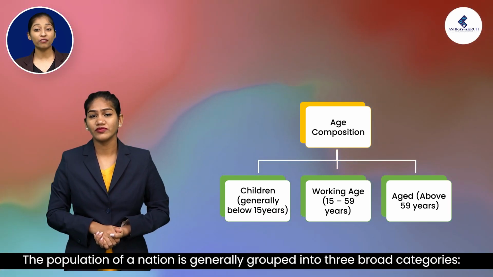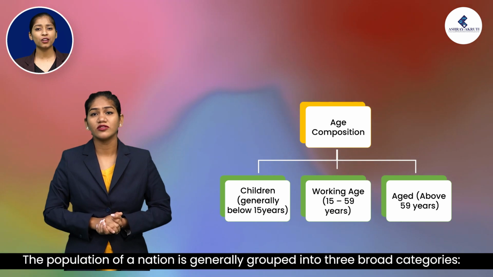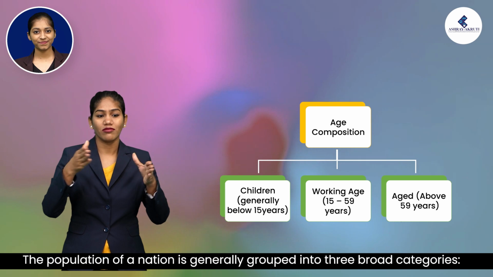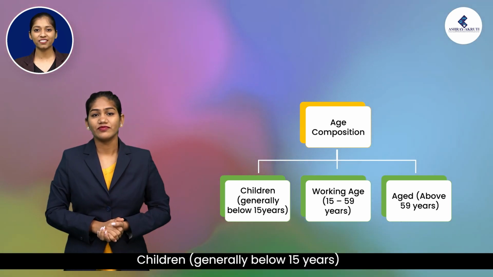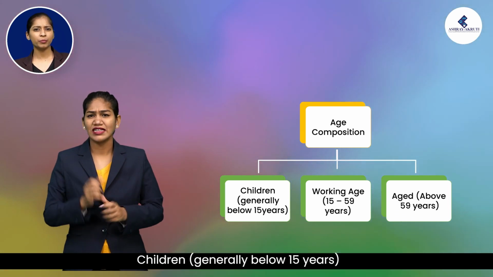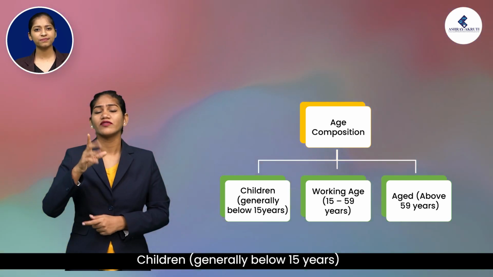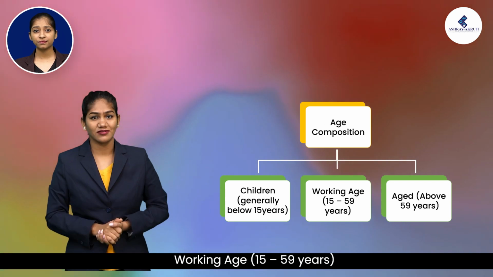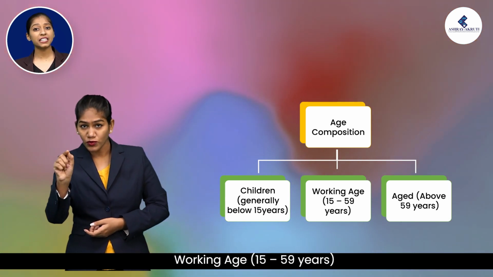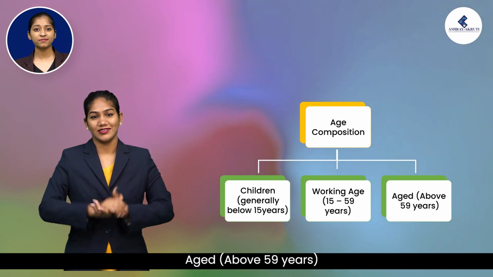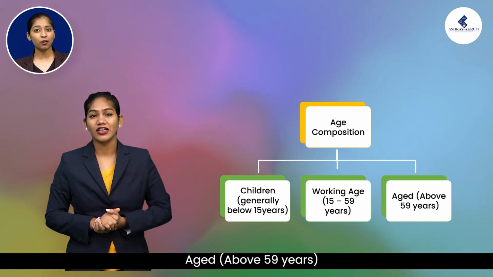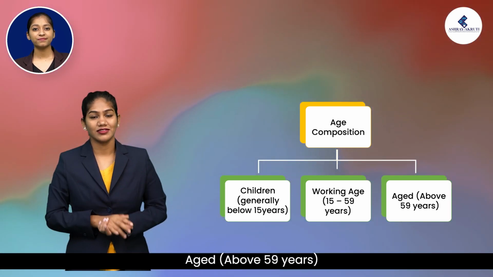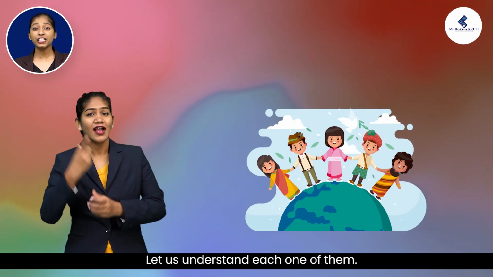The population of a nation is generally grouped into three broad categories. Children, generally below 15 years. Working age, 15 to 59 years. Aged, above 59 years. Let us understand each one of them.